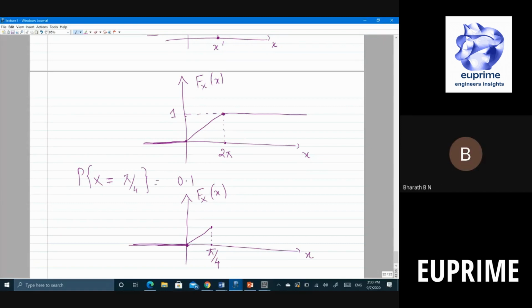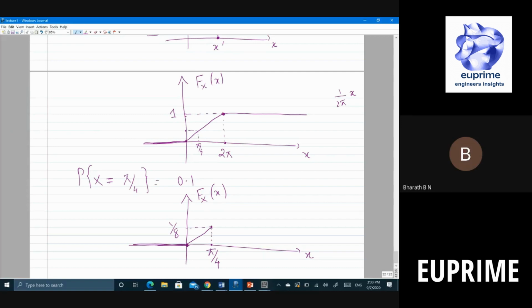At pi by 4, it jumps. So at pi by 4, what will be the value here? Is it 0.1? At 2 pi, it's 1, right? That means it's 1 by 2 pi times x, right? That is the F_X of x. Pi by 4 times 1 by 2 pi is 1 by 8. So this will be 1 by 8.